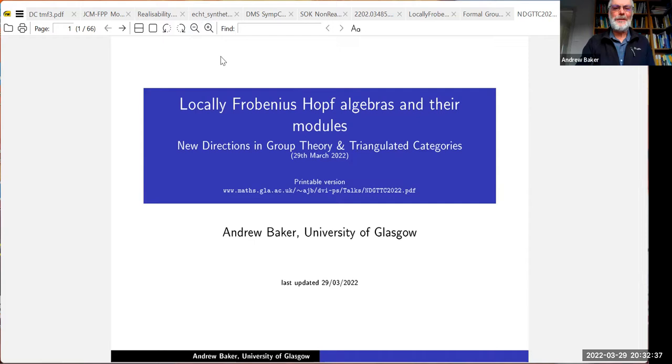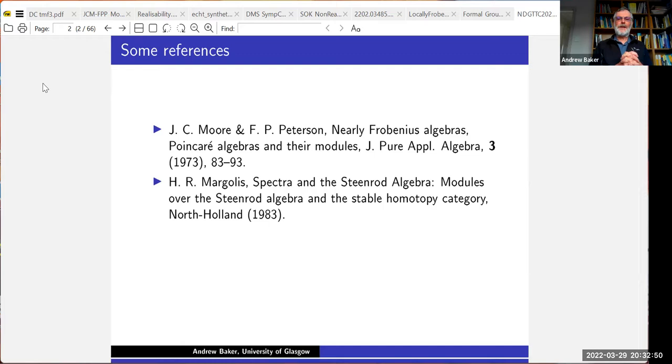But my motivation comes from a bit of topology that goes back about half a century. There was a paper by John Moore and Frank Peterson on what they called nearly Frobenius algebras. And about a decade later, Harvey Margolis wrote a very big book on the Steenrod algebra, and he renamed them P-algebras. But basically, that's a graded theory.